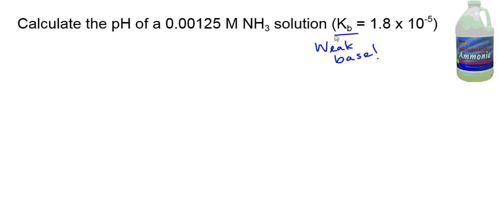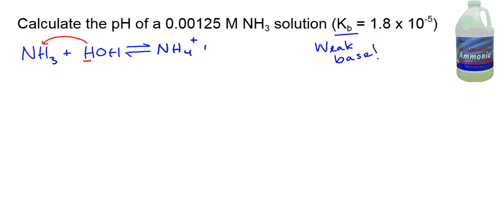So first we need a chemical equation. All bases will react with water, and if I write water as HOH, that will make it easier for me to understand that. A base accepts hydrogens. So that means my water in this case is acting as my acid, and it's going to be giving an H to the ammonia. And that will create ammonium ion and a hydroxide ion.